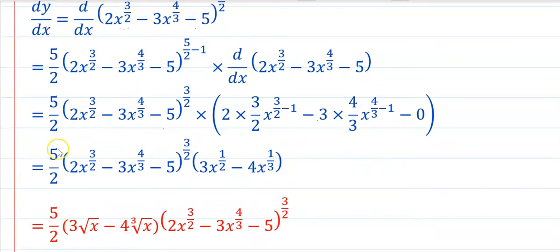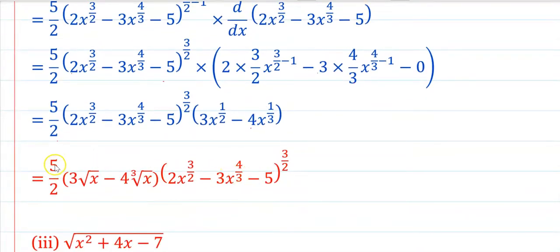Okay. Next, here is 5 by 2. Again see this here, 2 x raised to 3 by 2. Keep this term as it is. Now here the 2 gets cancelled. Then you will get 3 into x raised to 1 upon 2. These 3 get cancelled. Then you are getting minus 4 x raised to 1 by 3. And hence the answer, what is that? 5 by 2. Okay. Next.